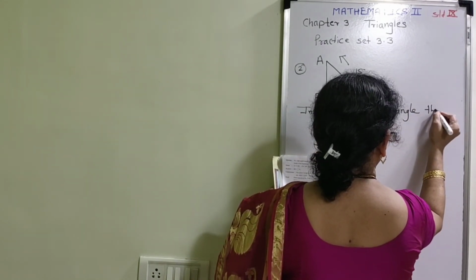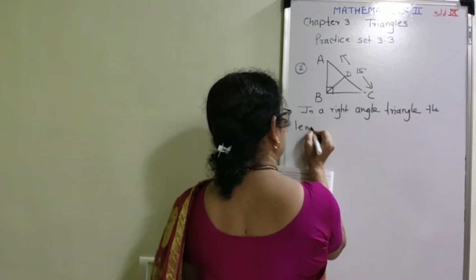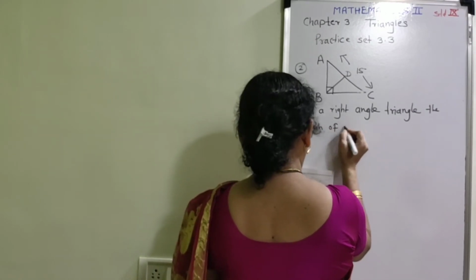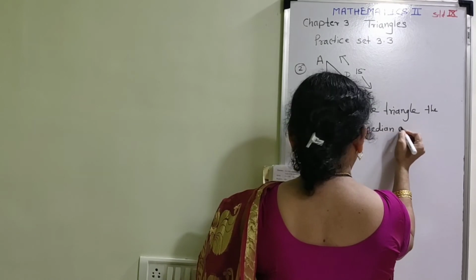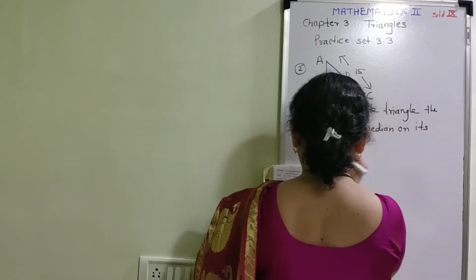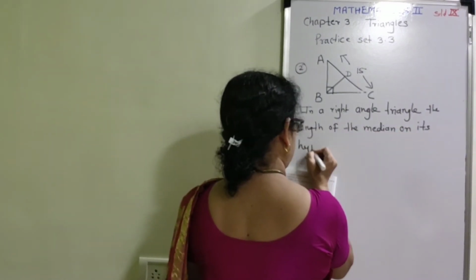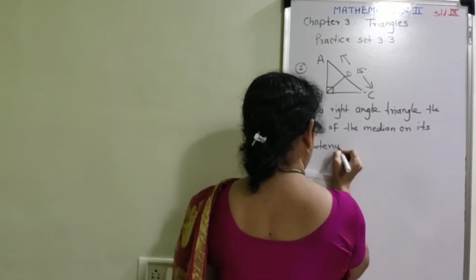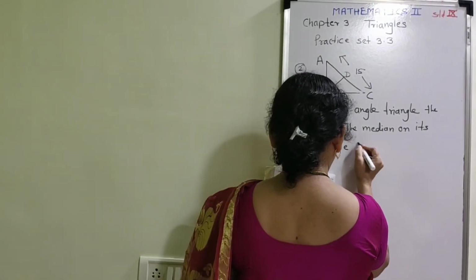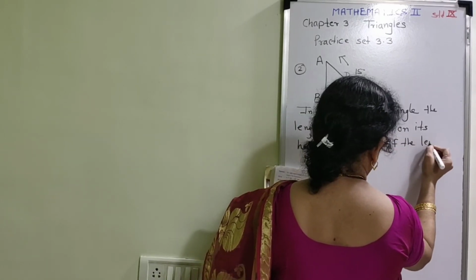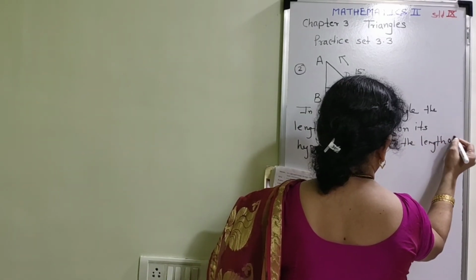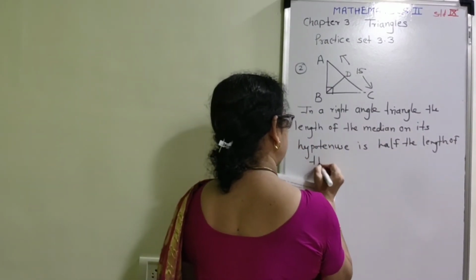The length of the median on its hypotenuse is half the length of the hypotenuse.